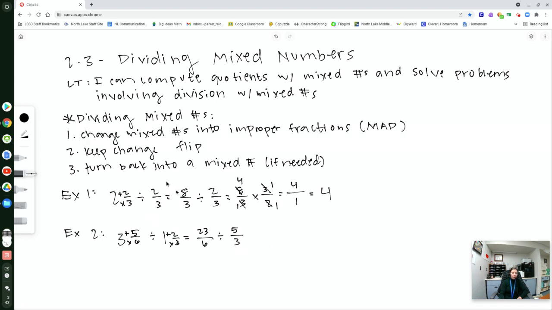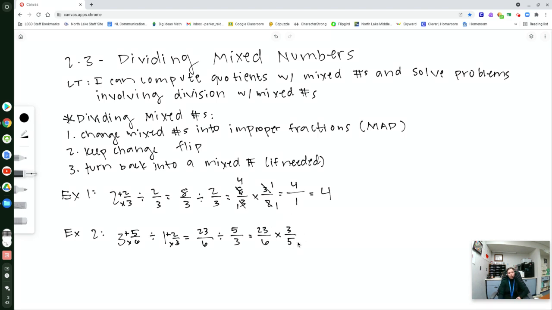Now that we're done with step 1, we can move on to step 2. Keep, change, flip. Keep the first fraction the same. Keep 23 over 6 the same. Change division to multiplication and flip the second fraction. Use its reciprocal, which is 3/5. Now we're ready to look for cross canceling.